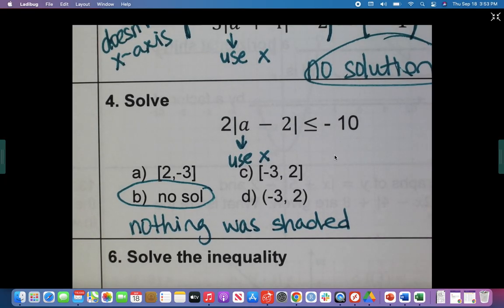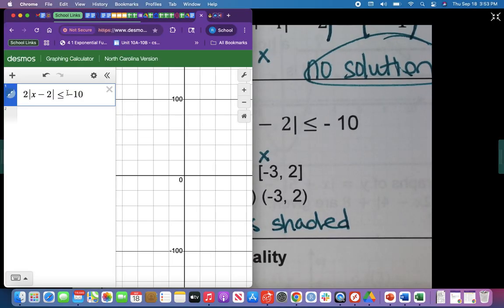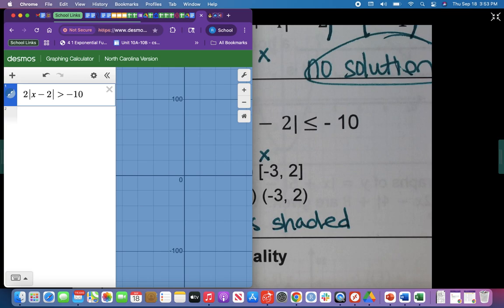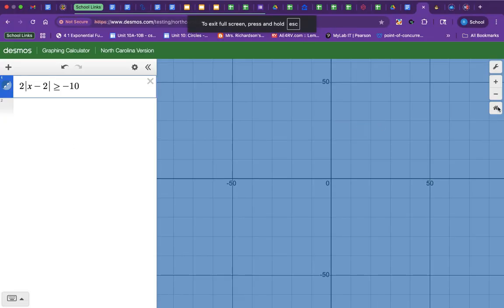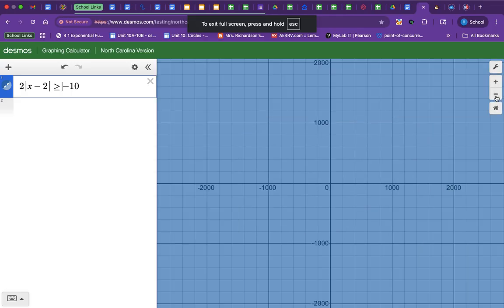If your whole screen was shaded, then that would be all real numbers. So if I switch this right quick, if I change this from less than or equal to greater than or equal to, and now I zoom out a couple of times, my whole screen is still shaded, so this would be all real numbers. So no shading is no solution. Whole screen shaded is all real numbers. Those would be your special cases.